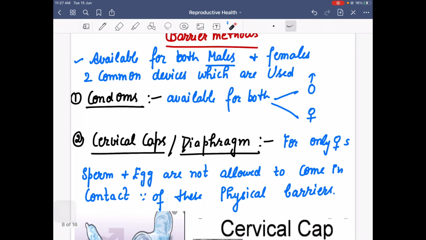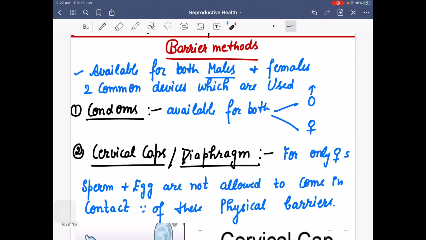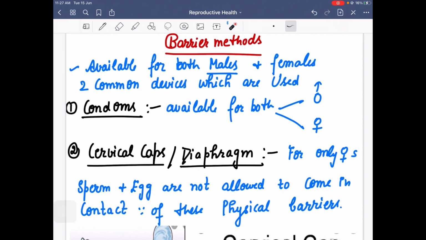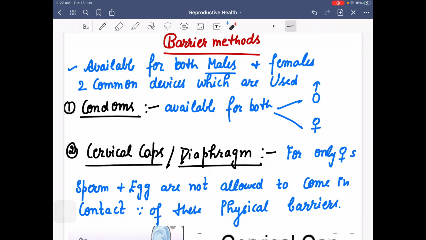Now the next method is the barrier method. First was the natural method; now here you can use something. Barrier means you are going to use something, and these days very common barrier methods are available for both males as well as females. Two very common devices which are used: the first is condoms.